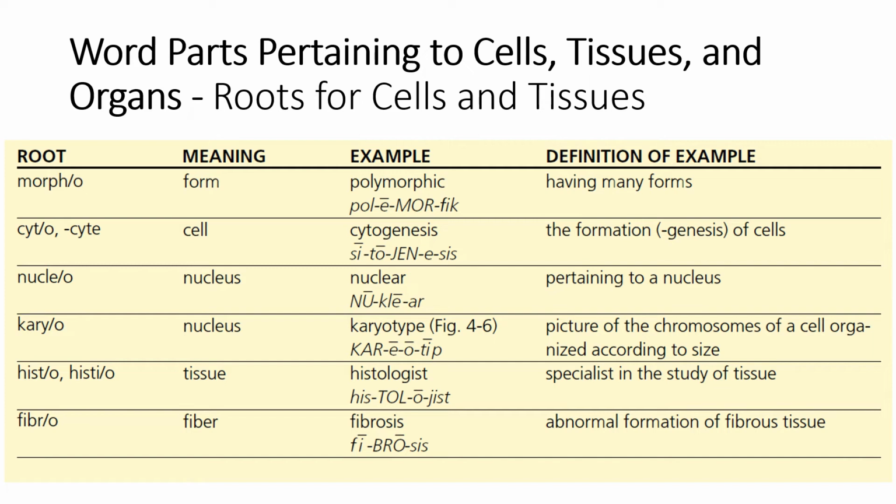Next we have nucleo, which means nucleus. The example is nuclear, which means pertaining to the nucleus. Next we have karyo, which also means nucleus. The example is karyotype, a picture of the chromosomes of a cell organized according to size. Again, karyo and nucleo have the same meaning, which is nucleus.